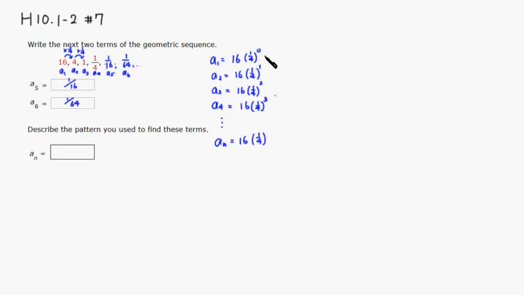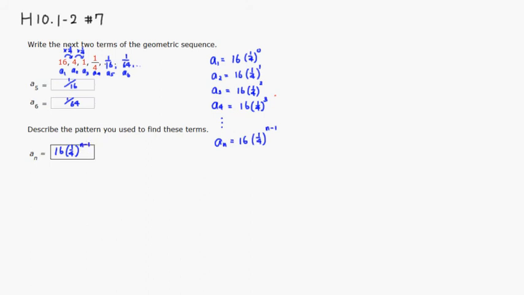Then the power is different. If the index is 1, the power is 0. If the index is 2, 1. If the index is 3, 2. Index 4, 3. If the index is n, of course, it's 1 less, so n minus 1. So an is 16 times 1/4 to the n minus 1 power.